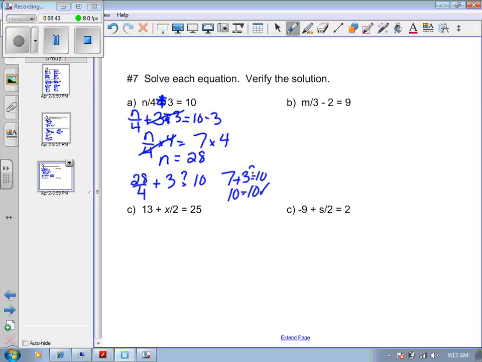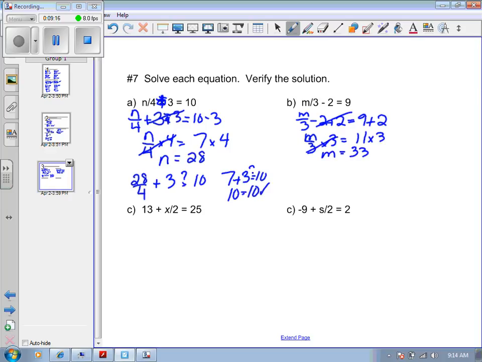Once you start getting into more steps, it's more important to verify because it'll point out whether you did the correct one or not. So this one, M divided by 3 minus 2 equals 9. We add 2 to both sides, so 9 plus 2. These cancel out. M divided by 3 is equal to 11. What's my next step? Multiply both sides by 3. These cancel out, giving us M equals 33.